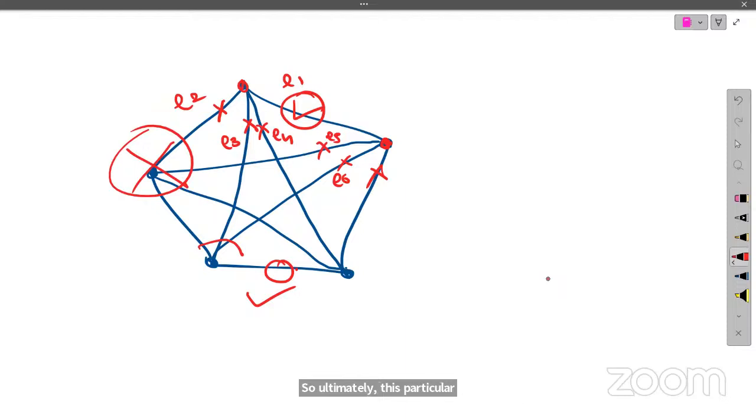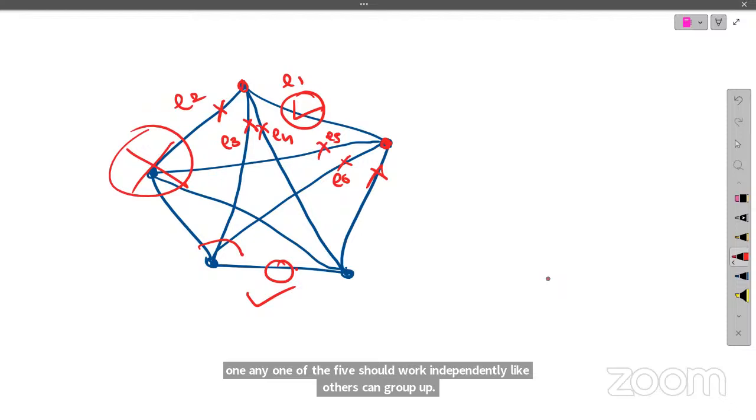So one of the edges will be working independently. Like any one of the five should work independently, while others can group up. Yeah, that's the thing. So that's why in this graph, we don't have a perfect match.